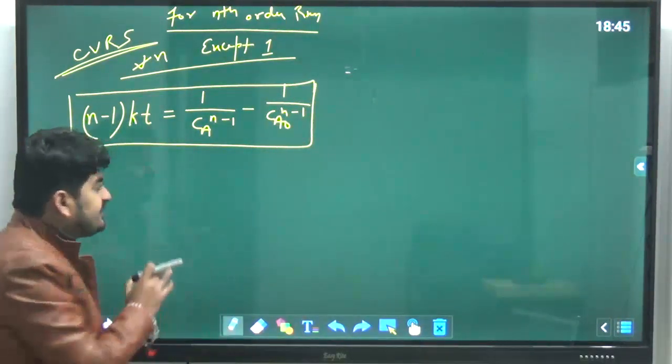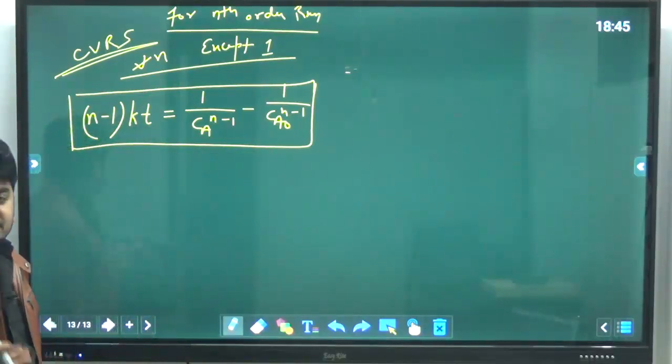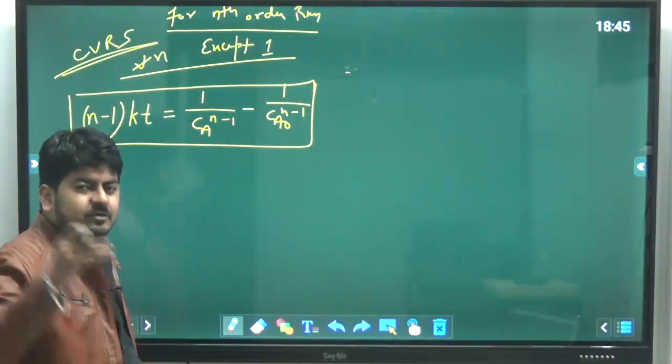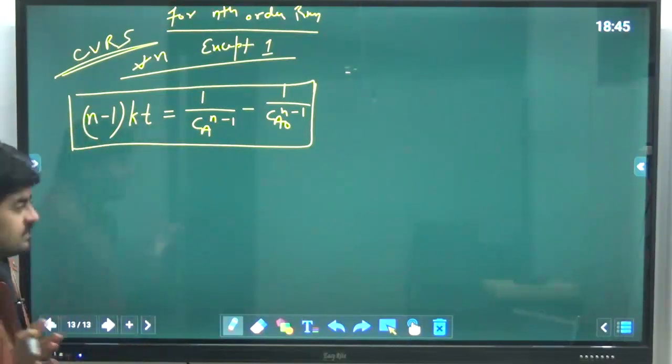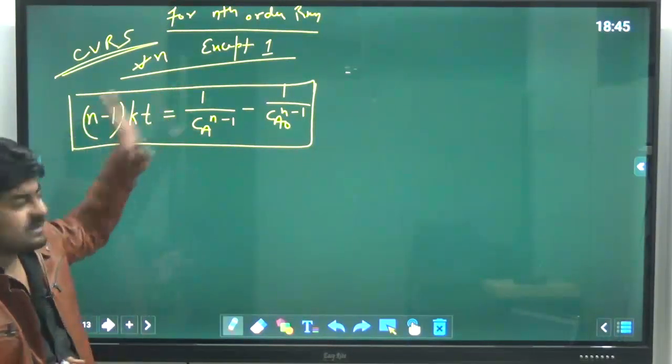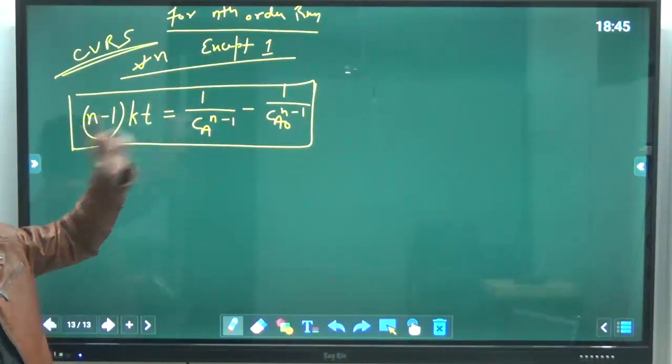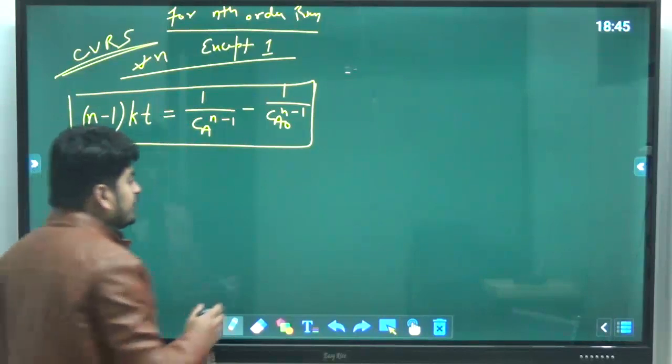By using this expression, you can get the kinetic equation for 0 order, second order, third order, 1.5 order, minus 1 order, minus 3 order, anything. Just put the value of n there, you will get the answer. This is valid for all values of n except 1, because for 1 it will be different. That I have already told you.